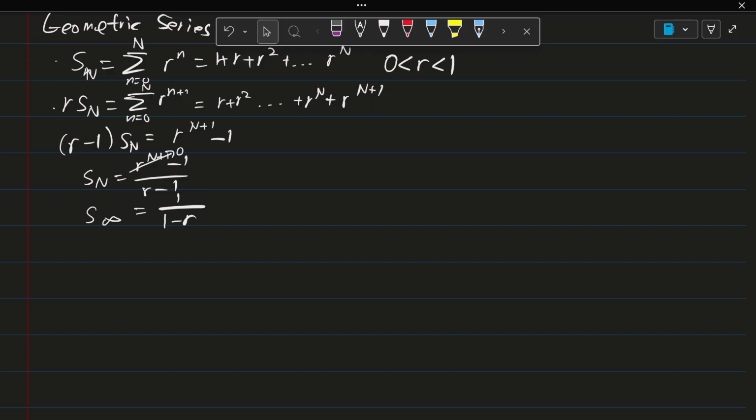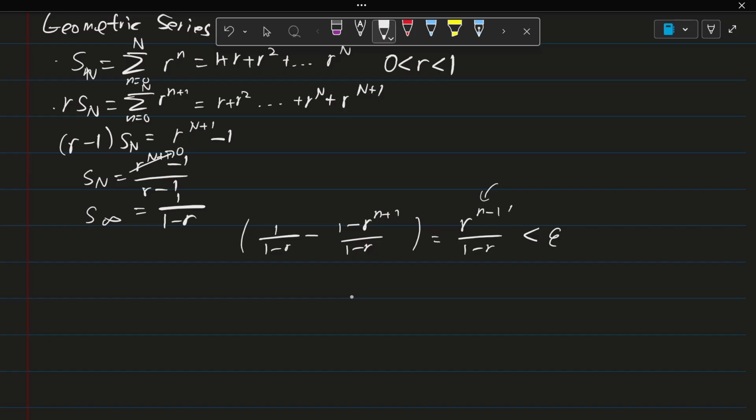We could just check it by plugging in the definition of convergence of an infinite series. So 1 over 1 minus r, subtracted by 1 minus r to the power of n plus 1 over 1 minus r, which comes from the Sn for a particular n. And then we compute this. What we will get is r to the power of n plus 1 over 1 minus r. And for any epsilon, you could always choose an n which is very big so that it will be below epsilon, because as you know, r to the power of n plus 1 will pretty much approach 0 if r is less than 1.